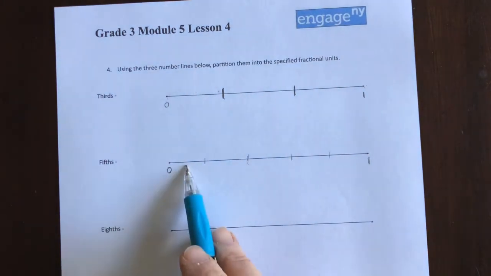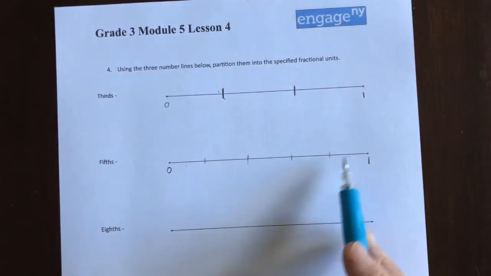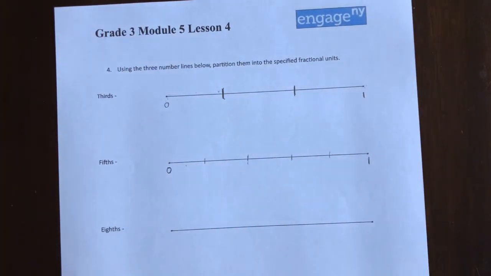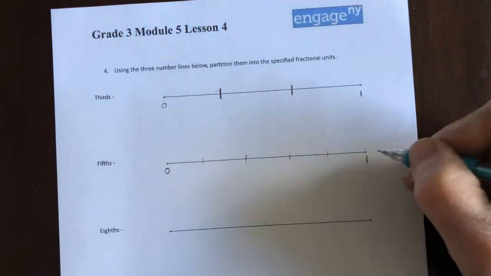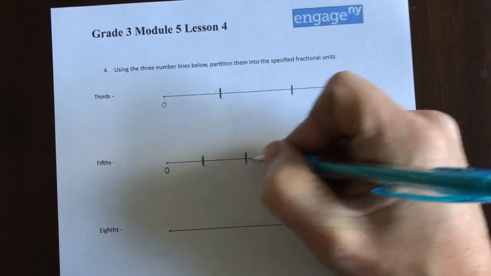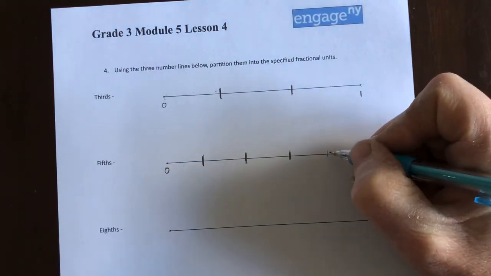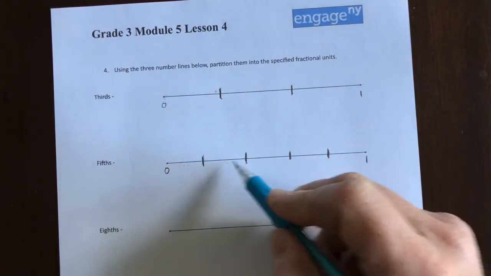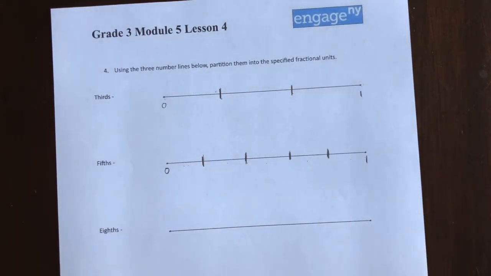So if I count 1, 2, 3, 4, 5 pieces, I've got my fifths. So remember, do not count the 0 and the 1. Those are endpoints. So I'm going to darken these in to show that I've got my fifths. 1, 2, 3, 4, 5 pieces right there. And you can see them, okay?